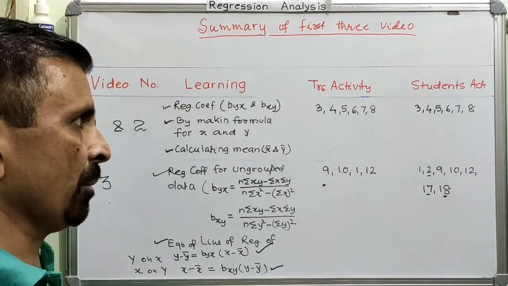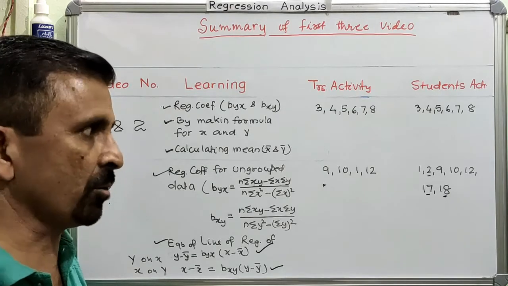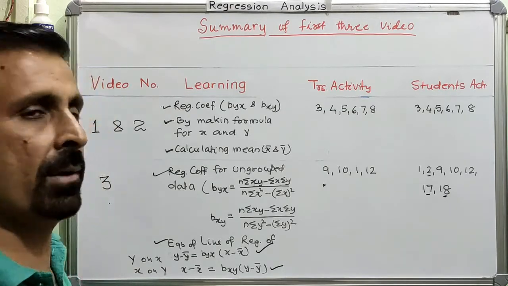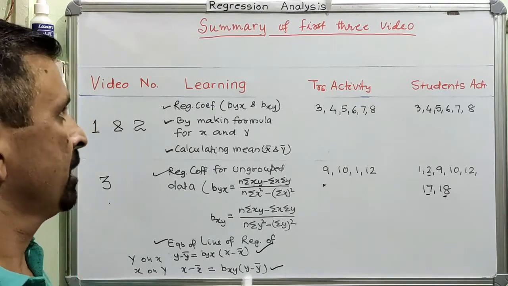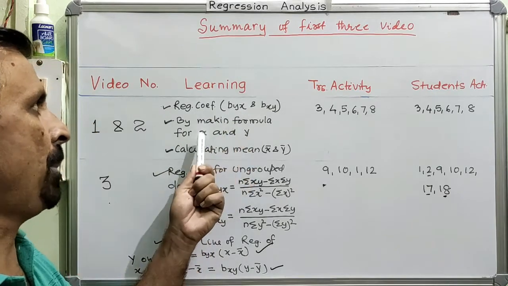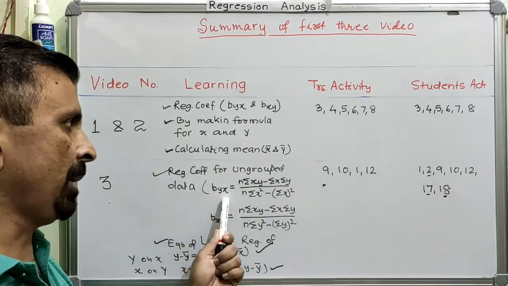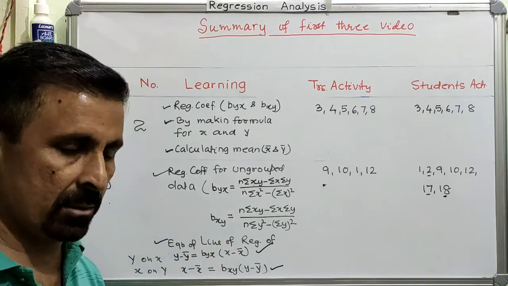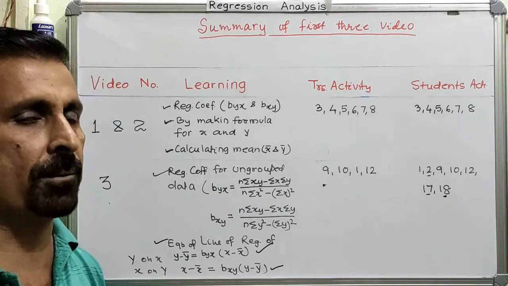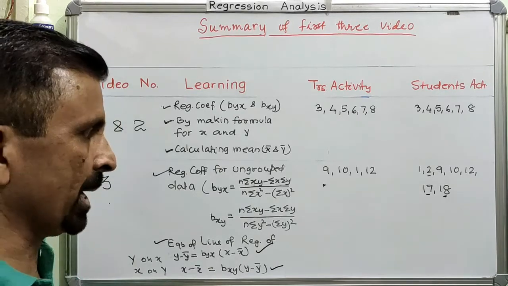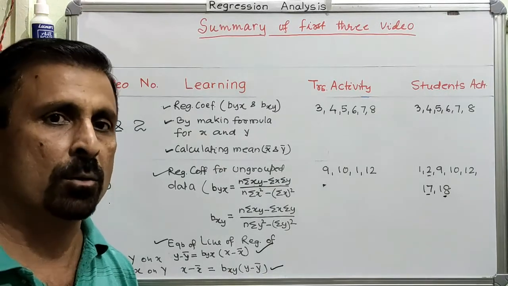So with this, now we are moving on to the type 3 questions, where once again we will learn a third new method of calculating the regression coefficient. This is the regression coefficient by the formula, the regression coefficient of ungrouped data by using this formula. And in today's video, the 4th video, we are going to learn a new method of calculating the regression coefficient, and that is by using the standard deviation and correlation coefficient.